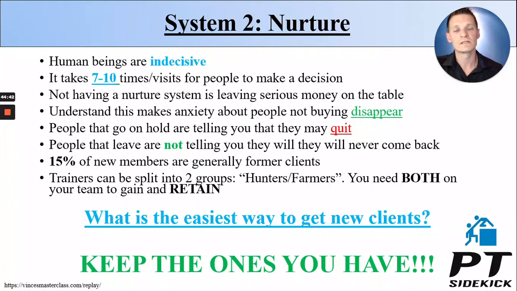System 2 is nurturing. So, you need to understand that human beings are exceptionally indecisive. And the easiest way to understand this indecisiveness is just think of when you have a discussion with a loved one of what you want to eat for dinner. Okay? I don't know. What do you want to eat? I don't know. What do you want to eat? Over and over and over again.